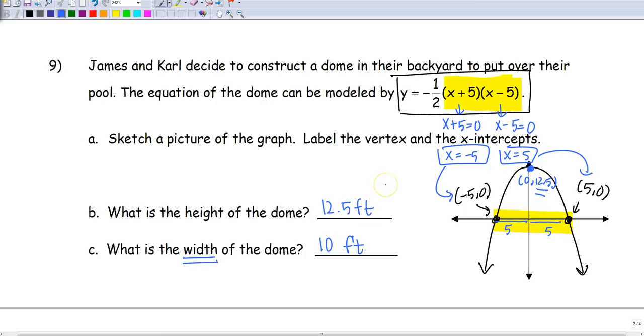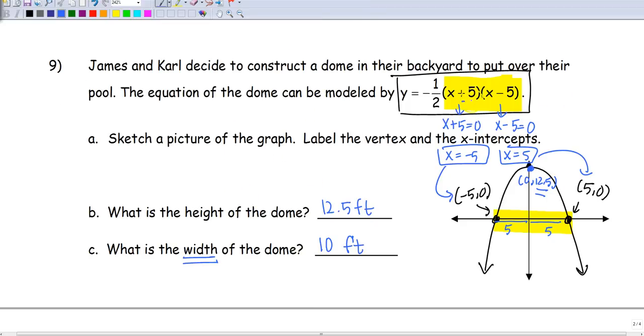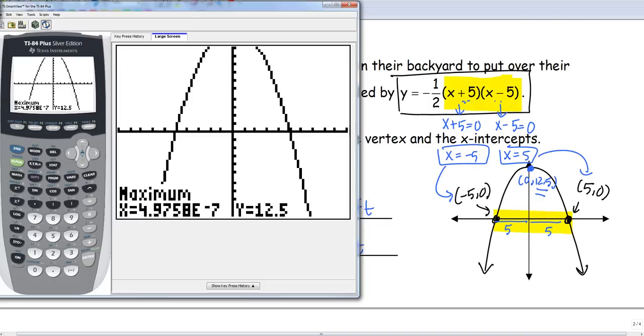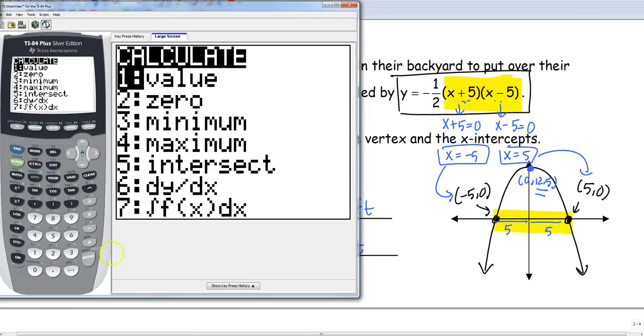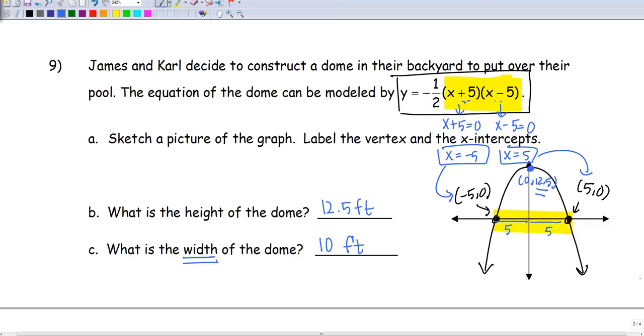Okay, that's your y coordinate. Now, there is a faster way. If your parabola is even and symmetrical over the y-axis, and that will occur when your x-intercepts are opposites, 5, negative 5, 10, negative 10, something like that, we can use something different than max. We can do second trace value, option 1, and your x value will always be a 0. So we'll just type in 0 and enter, and it will jump straight to your y-intercept at 12.5. And then you don't have to do max. Okay, and there you go.